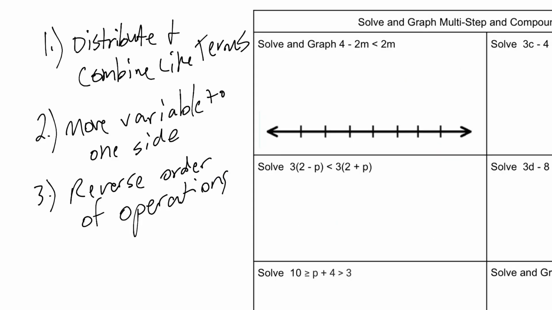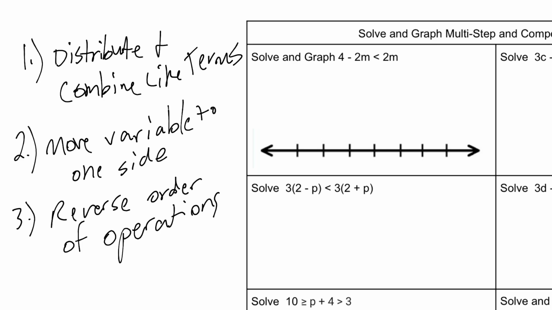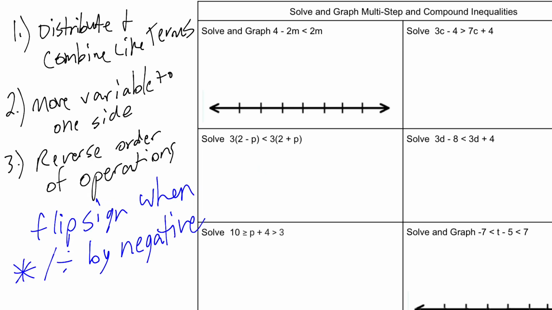So the steps to solving these are very much like the equations. We're going to distribute and combine like terms. We're going to move the variable to one side, and then we'll follow the reverse order of operations. One key difference is the idea that we have to flip the sign when we multiply or divide by a negative. Let's look at a few problems.